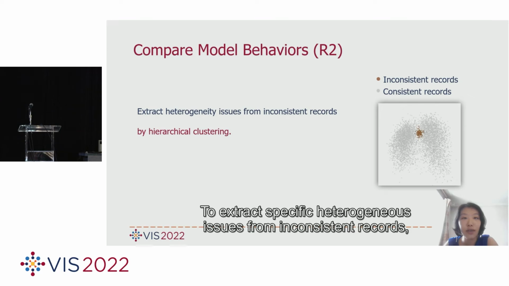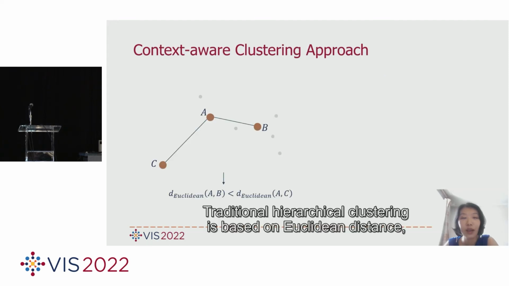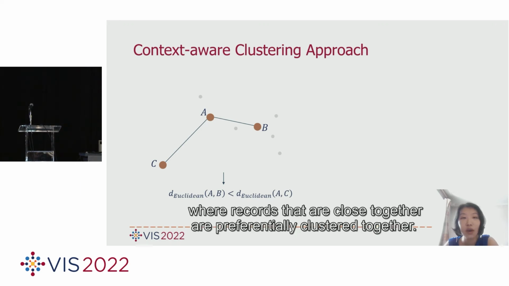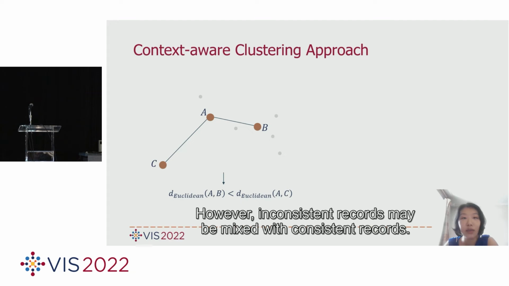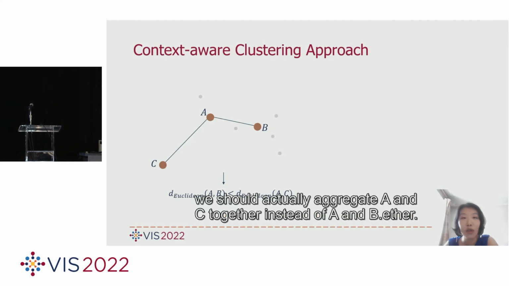To extract specific heterogeneity issues from inconsistent brackets, we employ a hierarchical clustering approach. Traditional hierarchical clustering is based on Euclidean distance, where records that are close together are preferentially clustered together. However, inconsistent records may be mixed with consistent records. Considering the existence of consistent records, we should actually aggregate A and C together instead of A and B.